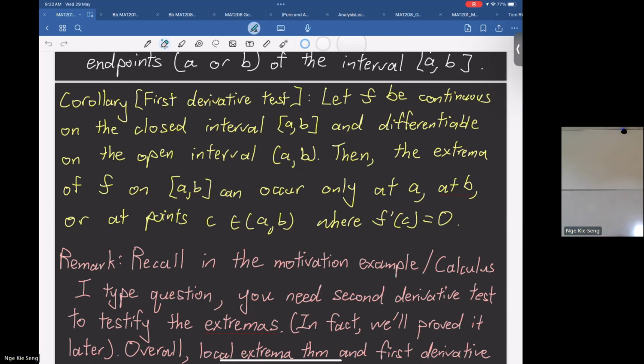Yeah, question. Where did you get A plus B? Oh, not A plus B, it's at B. At B. Okay, at B. At A. Yeah, so that's why this is the problem.